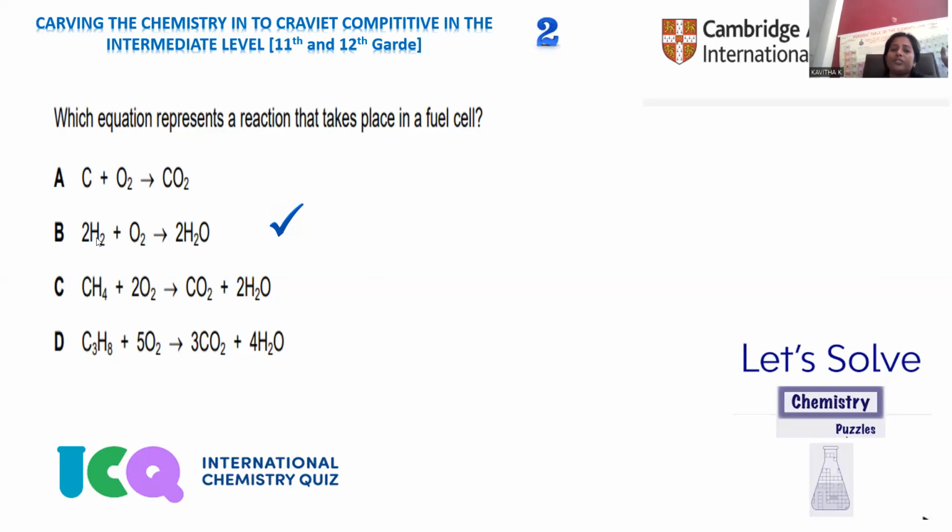If you see, hydrogen is the lightest gas, and oxygen is also a gas, so here there is the formation of water, with no pollution even. And moreover, this water generated can be treated as drinking water, so it is more obvious and more suitable to add to this fuel cell. Hydrogen and oxygen give rise to water. This is the example for the fuel cell given by Cambridge Assessment International Education.